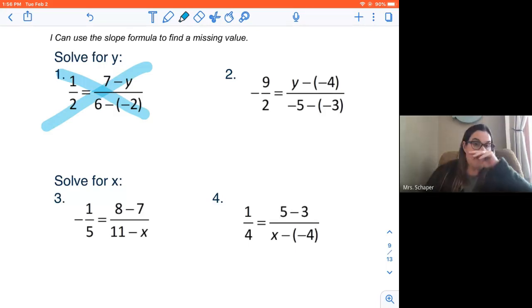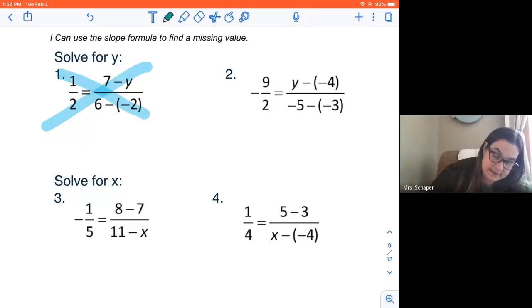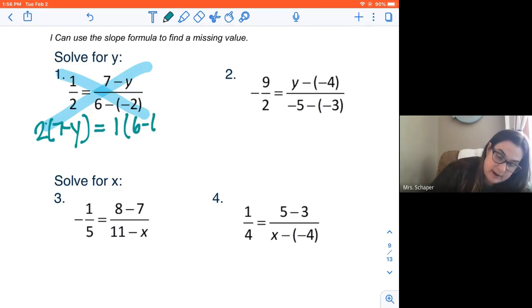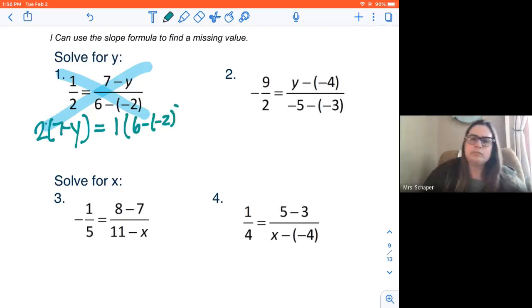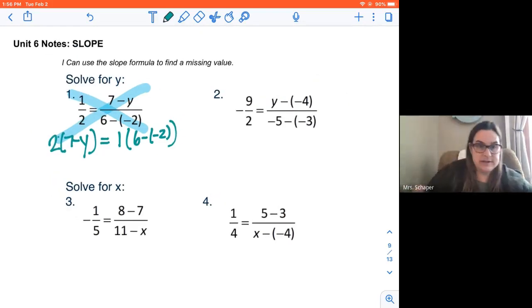There we go. Okay, so cross products means you multiply diagonally and you set them equal to each other. So what I mean by that is I'm going to take 2 times the quantity 7 minus y, and that's going to equal 1 times the quantity 6 minus negative 2. What we're doing is going to involve a lot of computation, so it's important that we really pay attention to that.